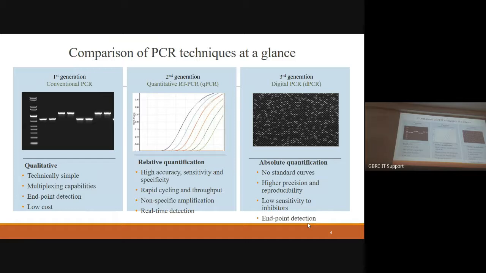The relative quantification by the real-time PCR, compared to the conventional PCR, is having higher accuracy, sensitivity, and specificity. And it will also give you the picture in a real-time manner. And the digital PCR is based on the absolute quantification, and it is also giving you high precision as well as reproducibility. And it will have a low sensitivity to the inhibitors. So your PCR inhibition will be quite low compared to the other PCR technologies. And as compared to the conventional PCR, it also has the endpoint detection method.